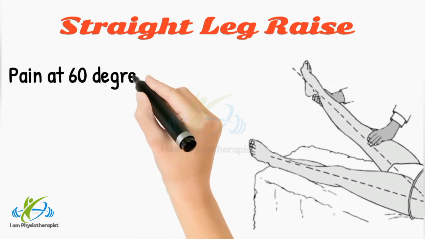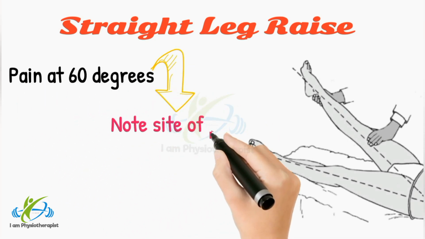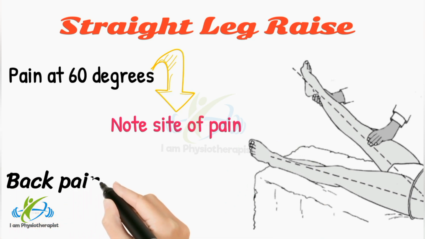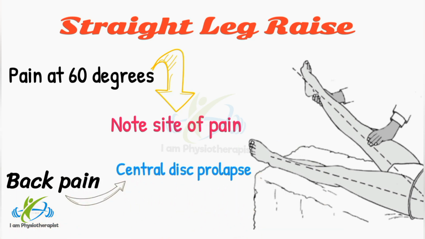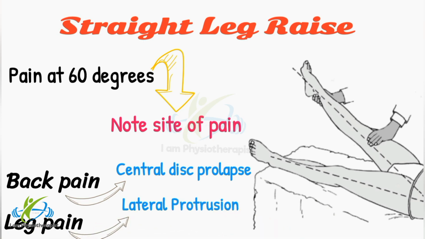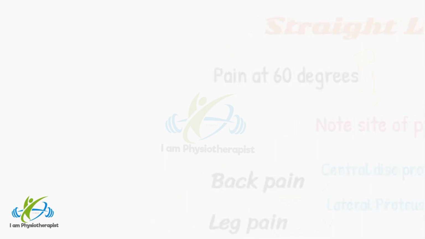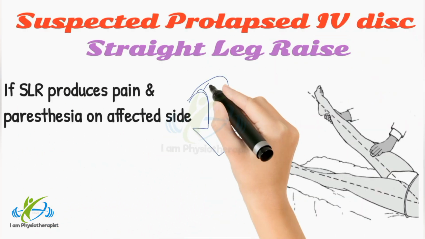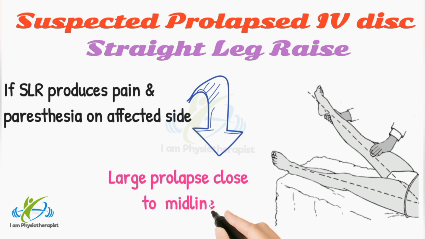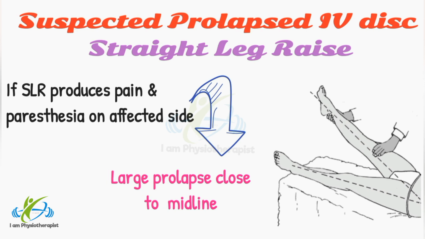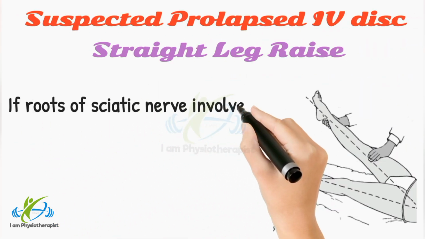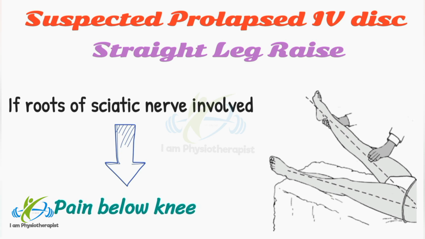Note the results of the straight leg raise test. If pain occurs at 60°, note the site of pain. Back pain suggests a central disc prolapse, and leg pain suggests a lateral protrusion. Repeat the test on both sides. If leg raising produces pain and paresthesia on the affected side, this is highly suggestive of a large prolapse close to the midline. If the roots of the sciatic nerve are involved, pain will be present below the knee.